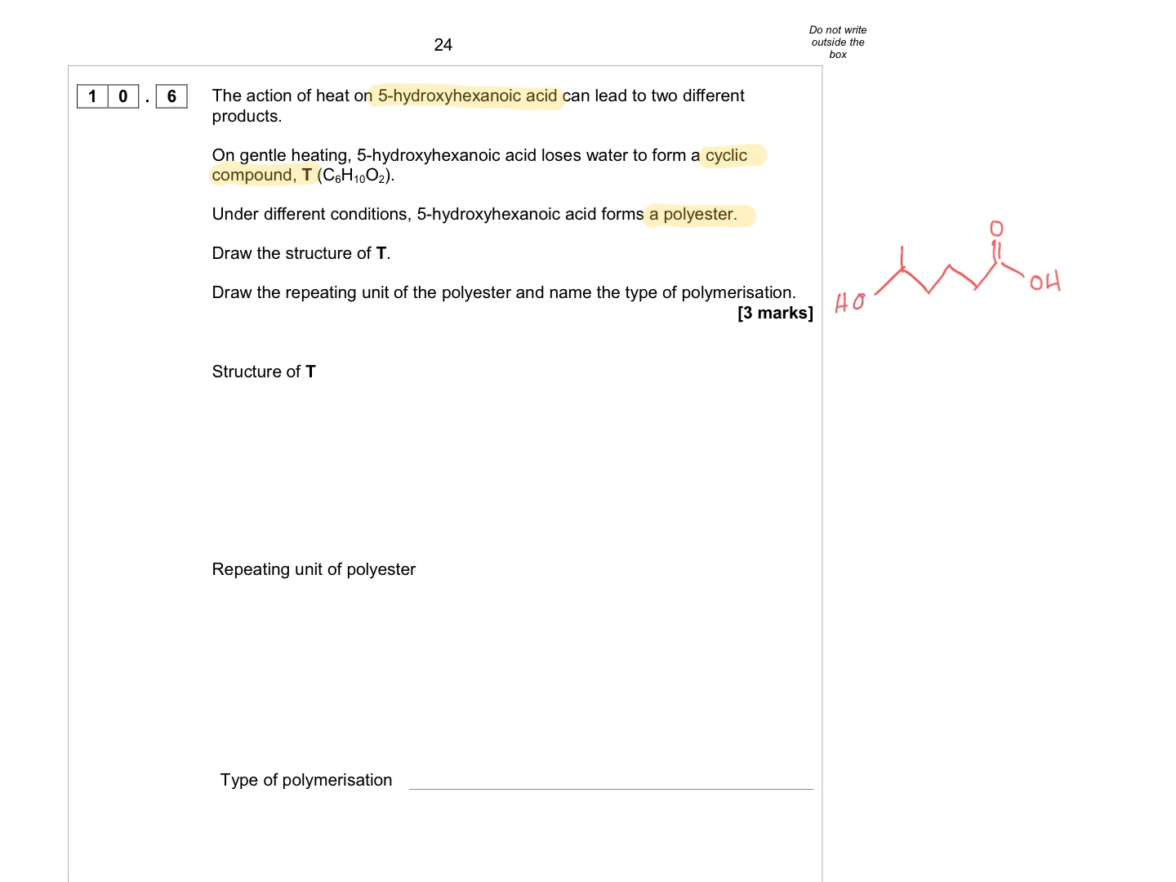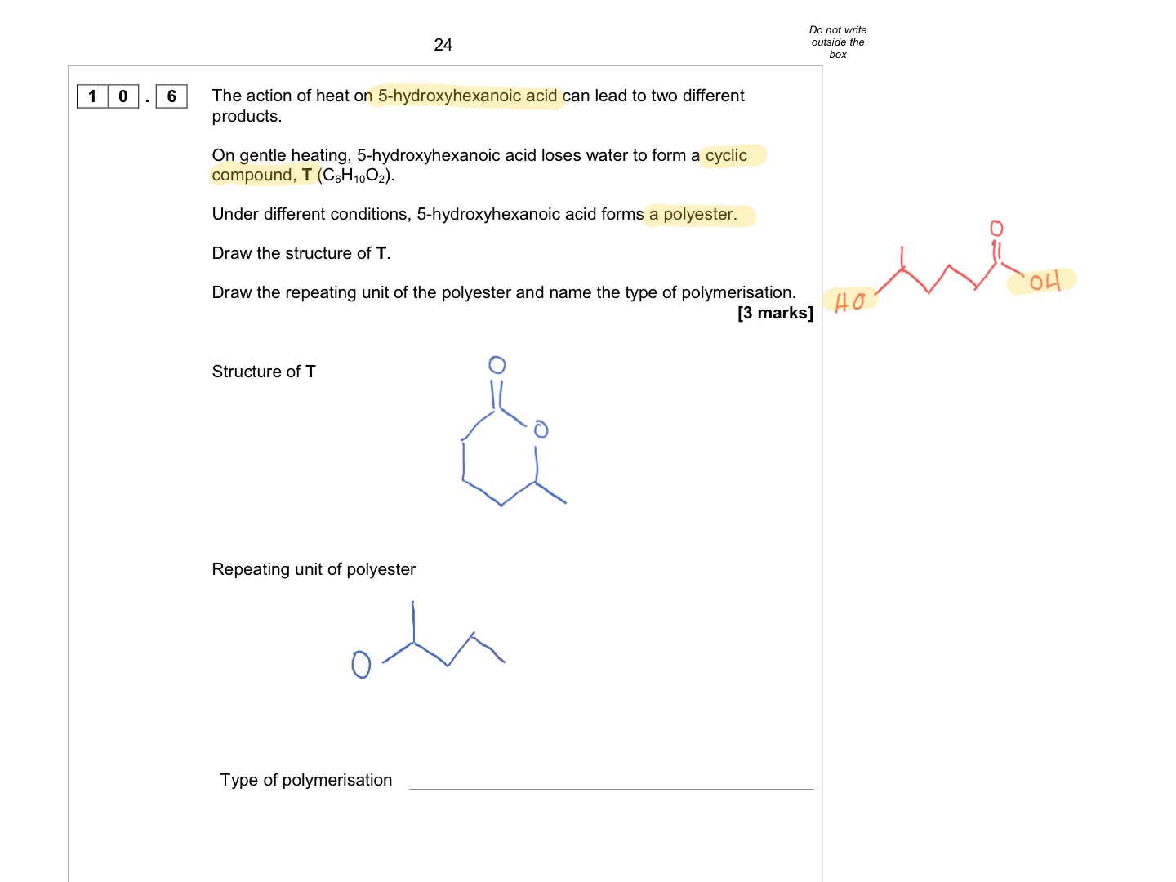So it can either wrap around itself because it's long enough and form a cyclic ester, or, if you get multiple molecules in a row, they can form a polymer, a polyester. So the structure of the cyclic compound would be, what do we get if we turn the whole thing round into a ring with an ester link? So you can see the ring we've drawn there.